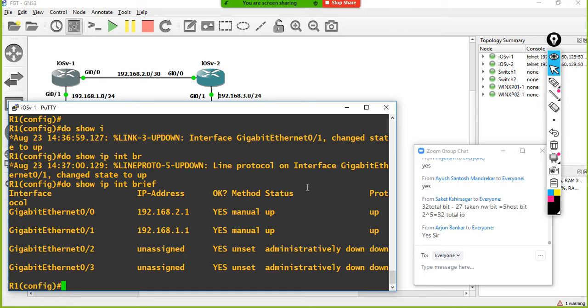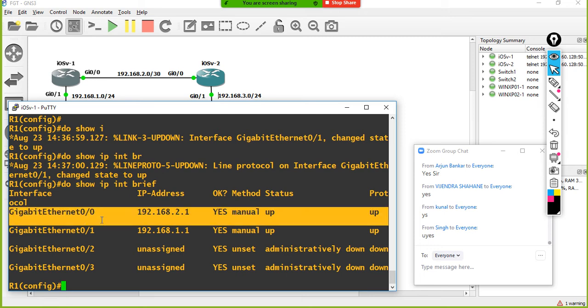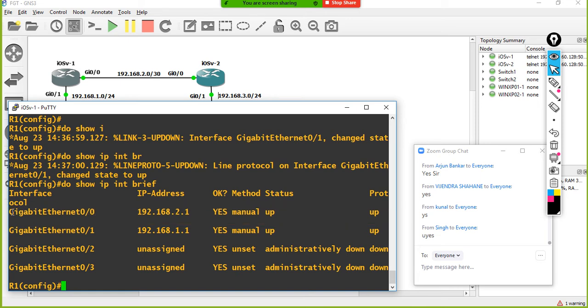Are you able to see that IP addresses, guys? Everybody? Yeah? Good. Now here, I just want to show you some of the shortcuts, guys. For example, if you want to see only the configuration of gigabit Ethernet 0/0, I mean, what subnet mask you configured, maybe if you configured any other parameters on that.